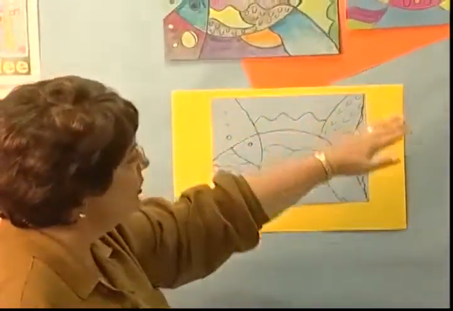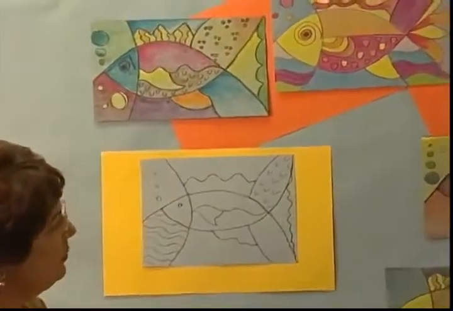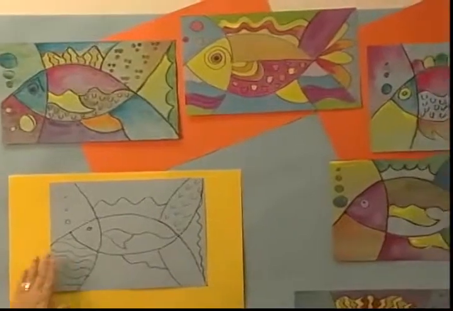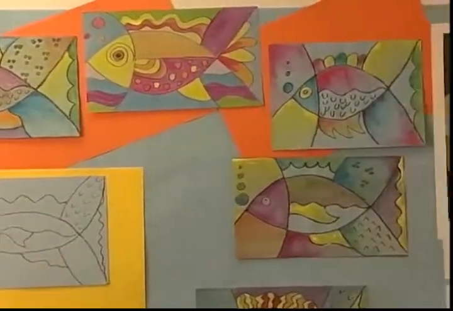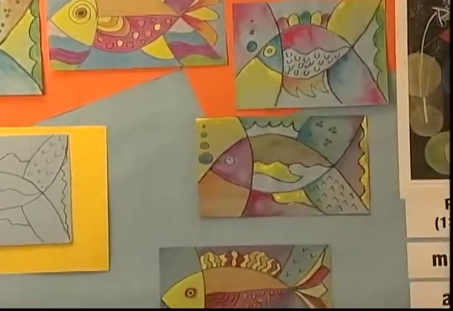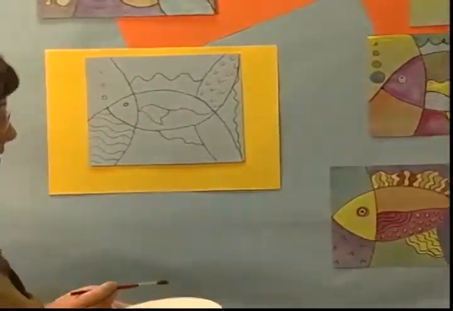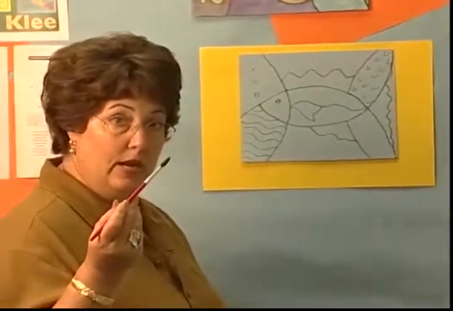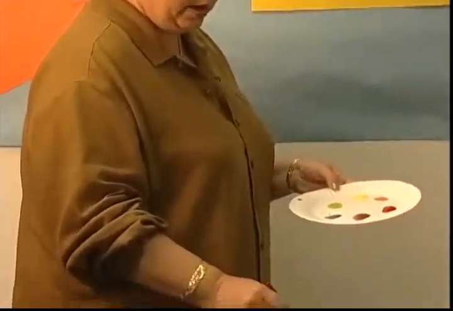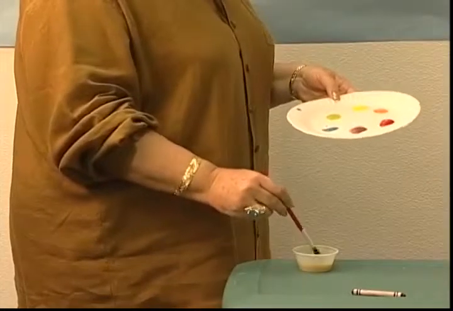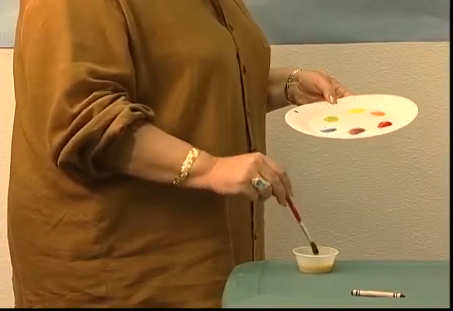So tell them to look at the samples that you've provided to them, and then look at their drawing and think, where might I want to use yellow? Probably in more than just one place, and then we'll start with that. Take the brush, make sure there's a lot of water on it, not a lot of drips coming off, but just a lot of water.